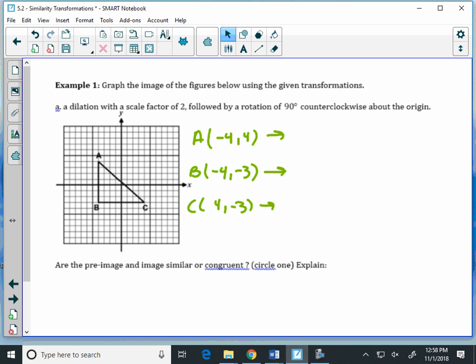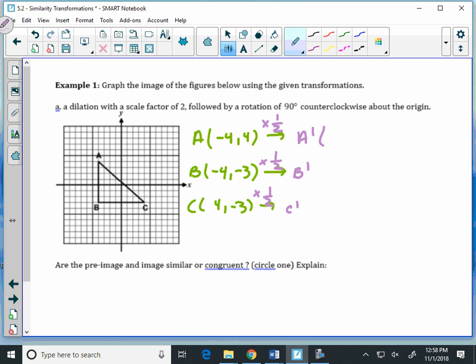Whenever we do a dilation, what are we doing with the scale factor and those vertices? Yes, very good. We're multiplying. So all we're going to do is take each of those vertices and multiply them by the scale factor. We get A prime, B prime, and C prime. Remember, it is important to go in order. It said to do the dilation first, so we have to do the dilation first.